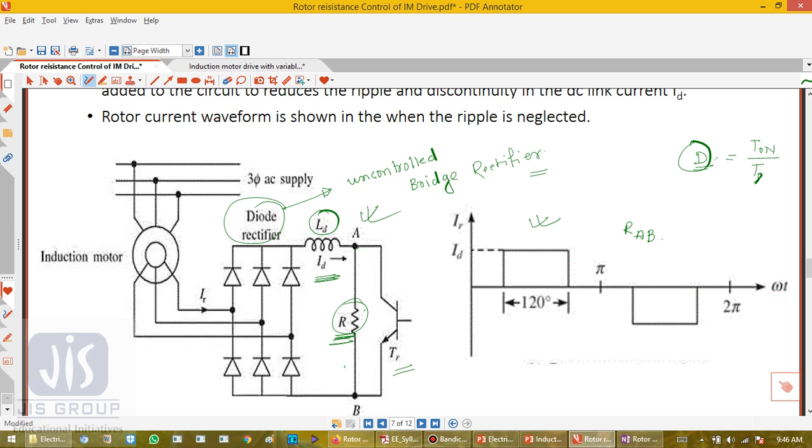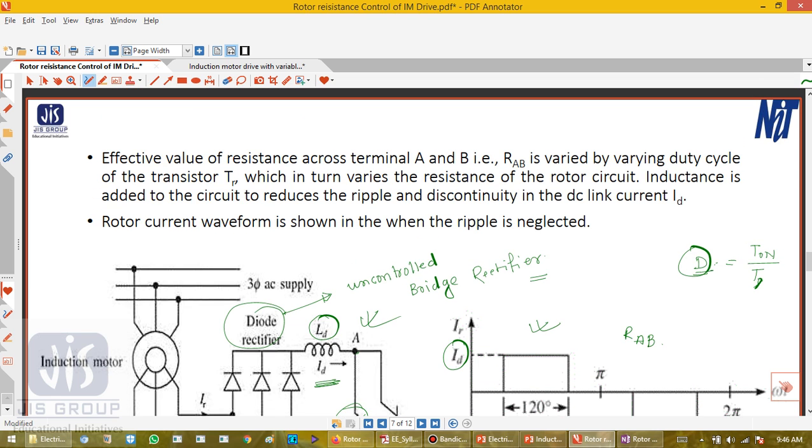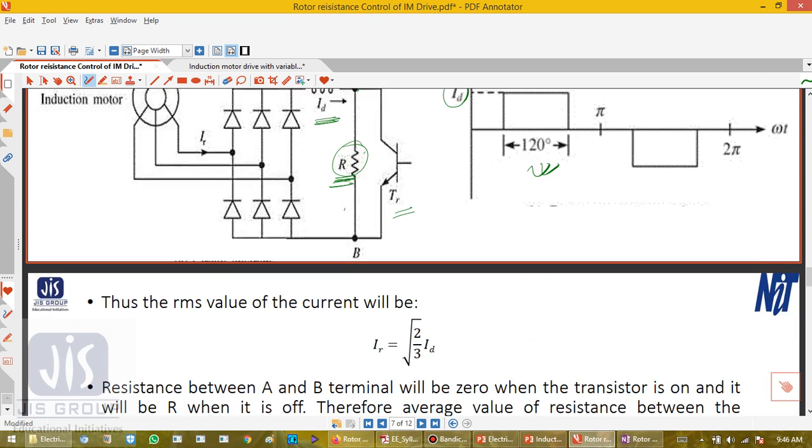Now if we neglect the ripples, from this waveform we can easily determine the RMS value of IR, which we have done in our basic electrical. If we perform the root mean square, we know that it is 1 by T integration 0 to T, I square dt, under root. Using this, we are getting IR equals root over 2/3 ID.